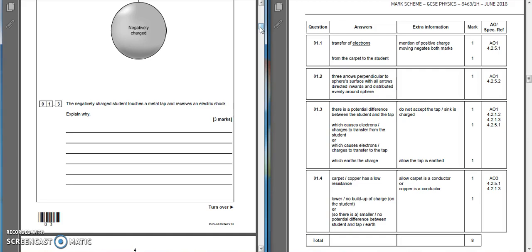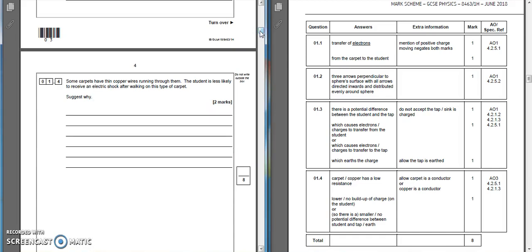So the second mark would then be saying what's happening there. The spark is the electrons being transferred. So the key thing there is to say that you've got electrons moving. The third mark then being a description of where it's going to. So the electrons are moving to Earth, or they're being grounded. So you say the electrons are going through the tap to be earthed because there's a potential difference. That'd be 3 marks in one sentence.